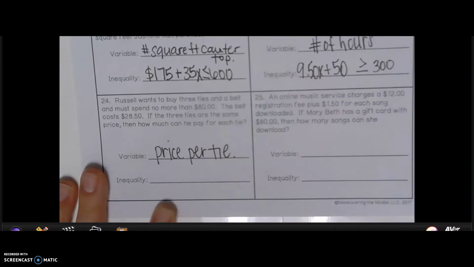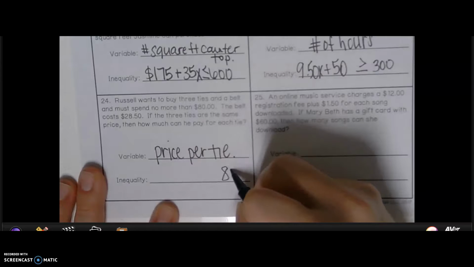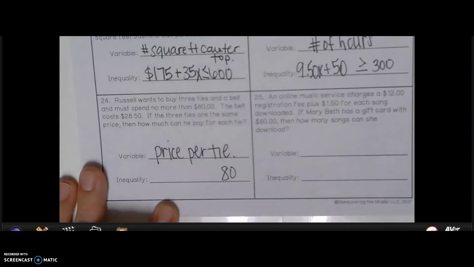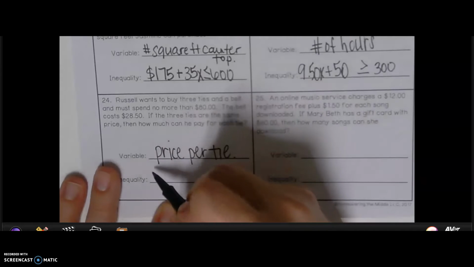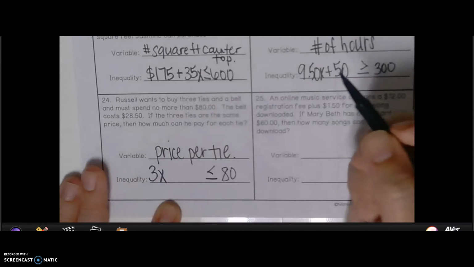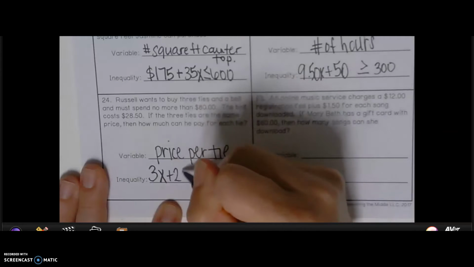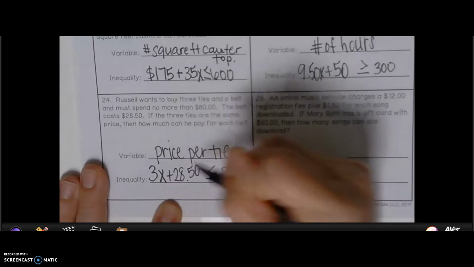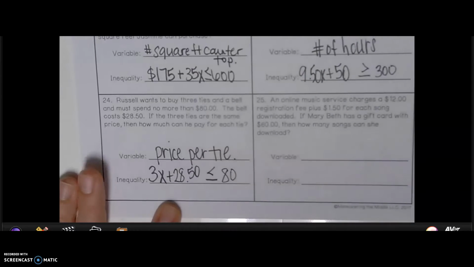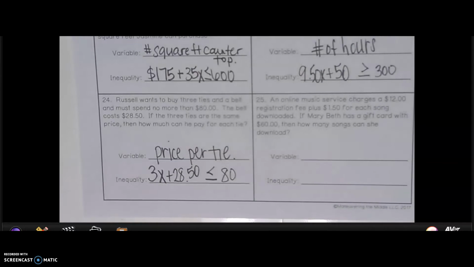Okay, let's talk about what else we know. He can spend no more than $80. So it's got to be less than or equal to 80. Okay, we bought 3 ties, so there's our 3x. They all cost the same amount, plus $28.50 for that belt. So 3x plus $28.50 is less than or equal to 80.